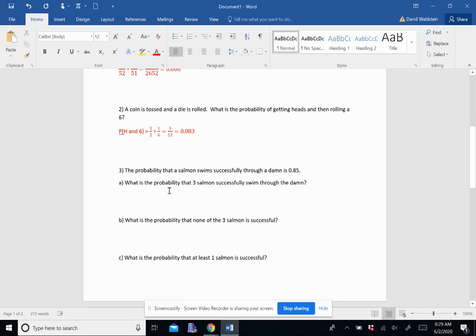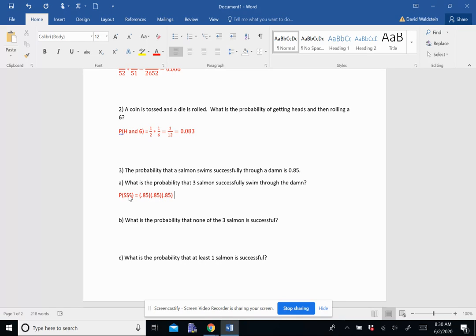All right, let's look at the salmon. Fiji. Probability that a salmon swims successfully through a dam is 0.85. So what's the probability that 3 salmon successfully swim through the dam? I'm just going to use S for success and F for failure. So the probability of success, that's just 0.85 times 0.85 times 0.85.